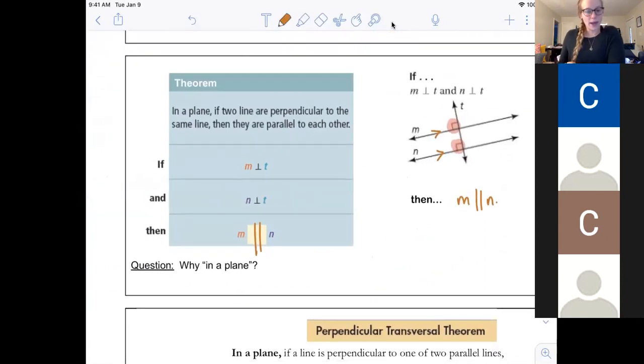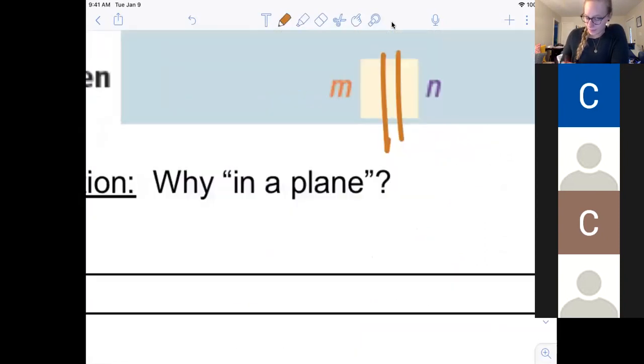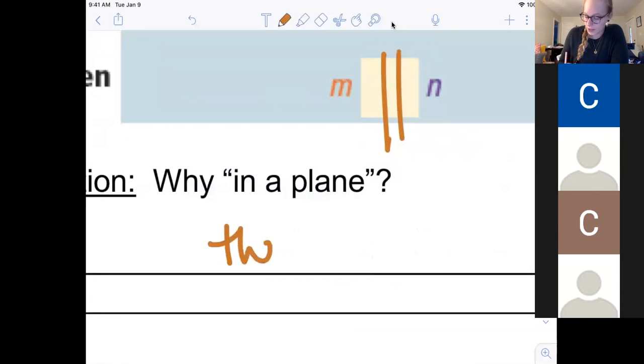Why did I say in a plane? The reason is if it's not in one plane, they could be skew. The lines, let me rephrase that. The lines could be skew if they're not in the same plane.